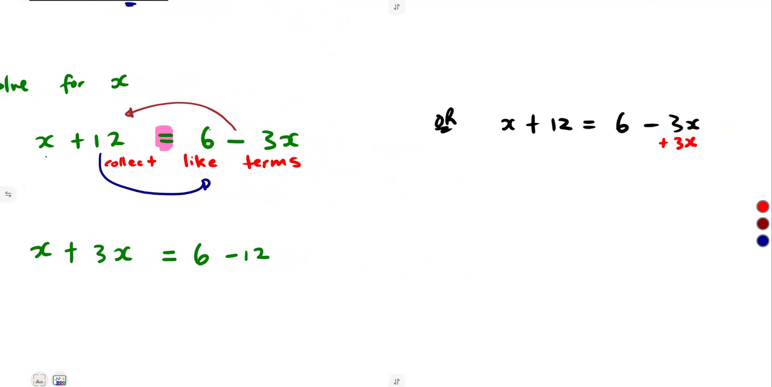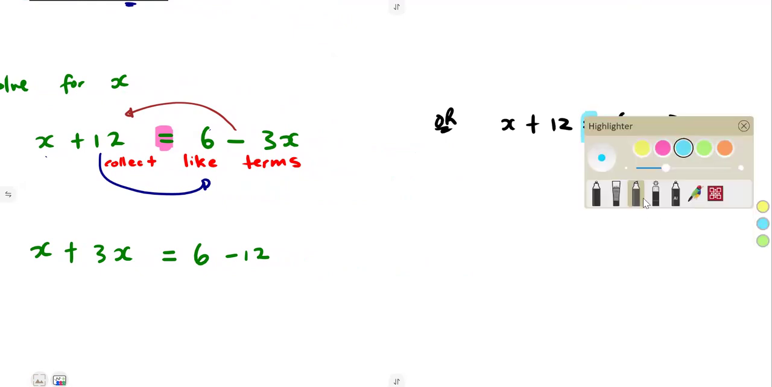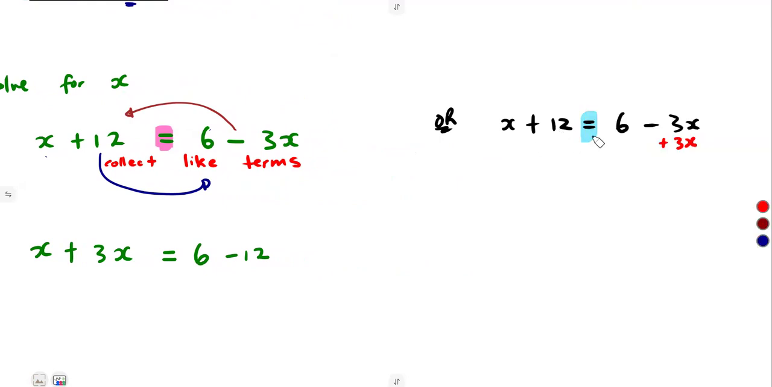What I do on the right hand side must be done also on the left hand side. So on the left hand side we must also add 3x. What about getting rid of this 12? What are we going to do? It is a minus, so we must subtract the 12. But whatever I do on the left hand side must be done also on the right hand side. So you could have just done it that way.